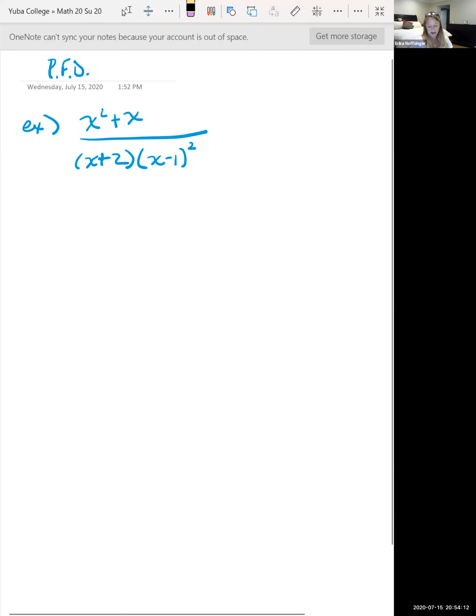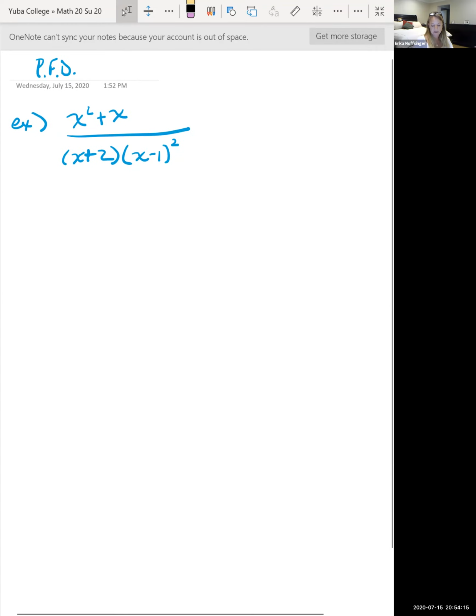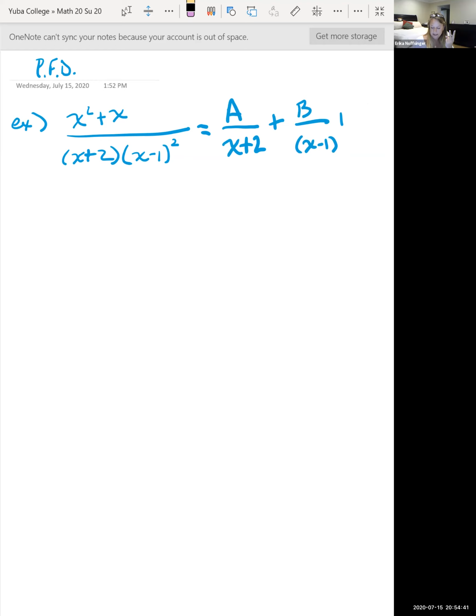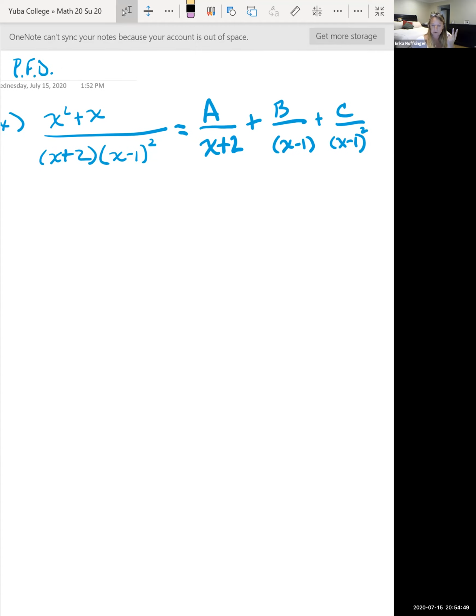And so now we want to rewrite it depending on the type of factors we have. So x plus 2 is a linear factor, and it's only in there once, so we're going to rewrite that as A over x plus 2, plus, so x minus 1 is a factor, and it's occurring twice, so we're going to need two separate fractions for this piece. And so let's do B over x minus 1 plus C over (x minus 1) squared. So if this was a cube, then we would have a D over (x minus 1) cubed. If that had a fourth power, we keep going on.